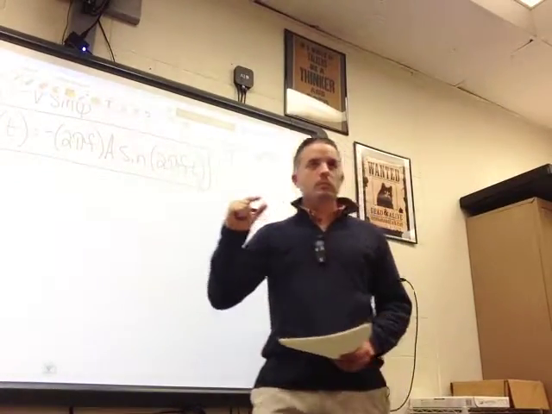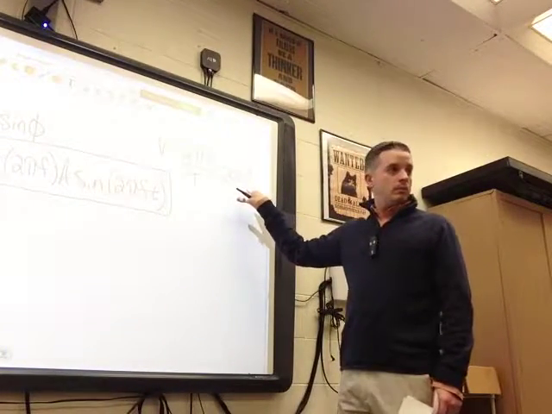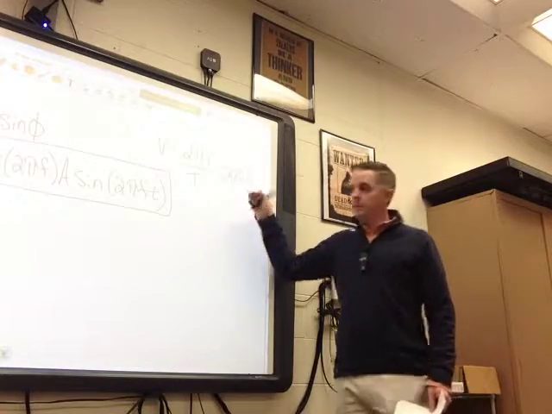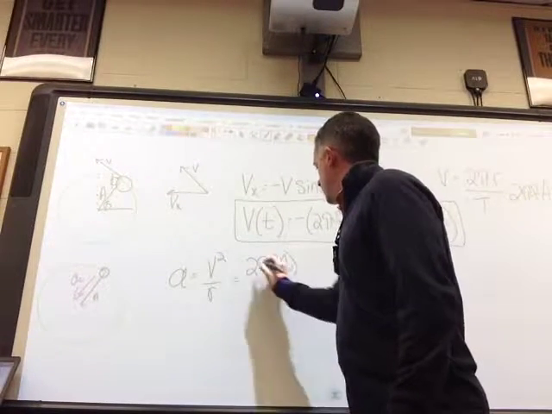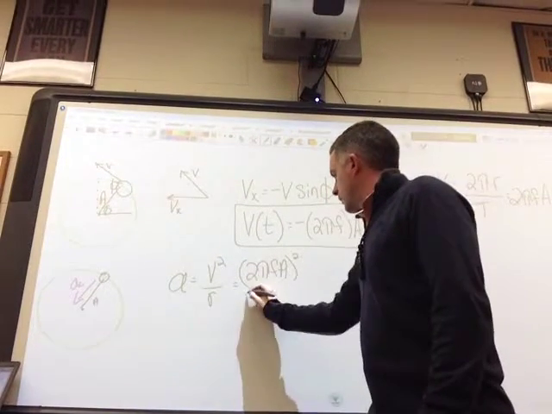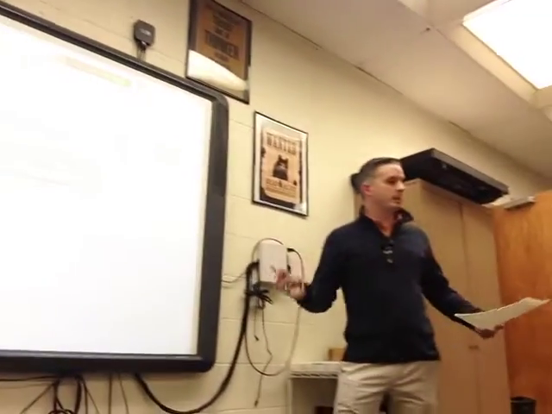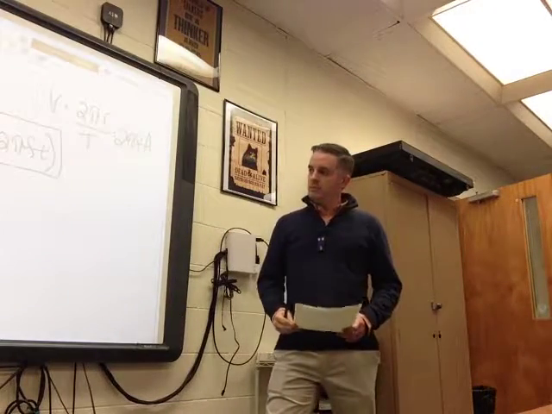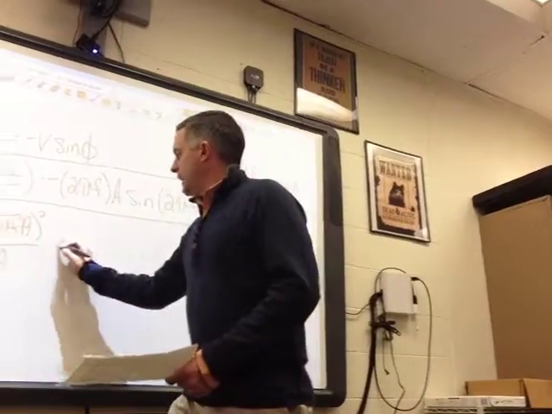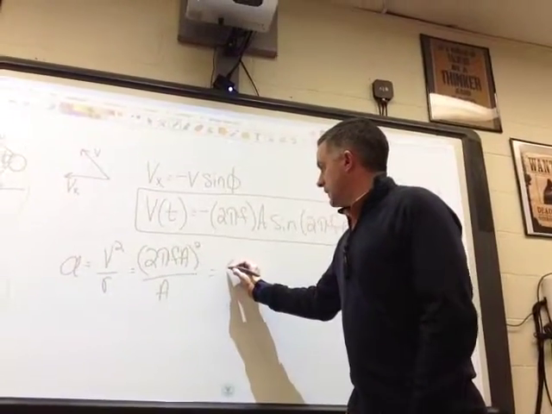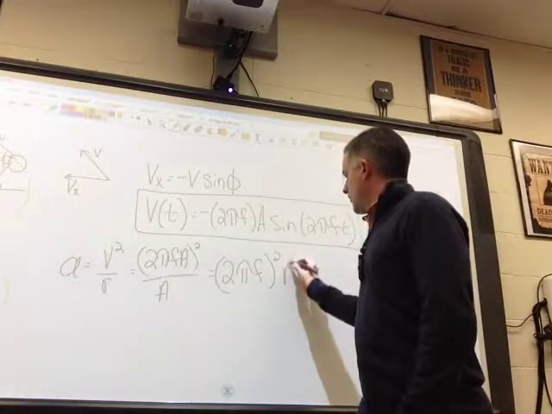And from up top here, we know that v is equal to 2 pi f A. Okay with that? So that's going to be 2 pi f A squared divided by A, because r is the radius, in this case we call it A, the amplitude, the maximum amount. So that gives us the acceleration equal to (2 pi f) squared times A.